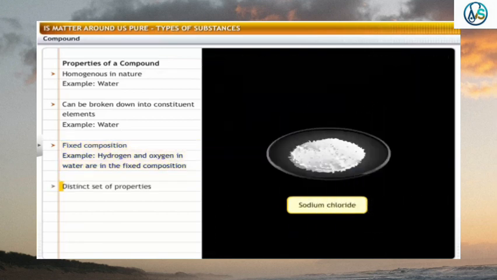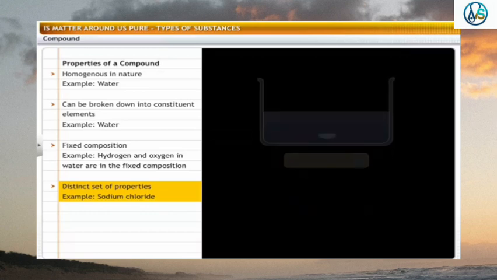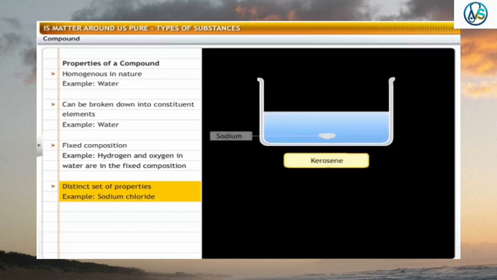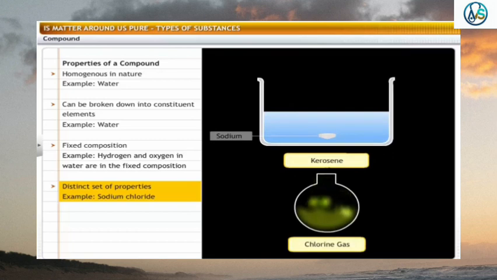A compound has a distinct set of properties which is not similar to the properties of its constituent elements. For example, sodium chloride, table salt, is a harmless substance which is a white crystalline solid. On the other hand, its constituents, sodium, is a grayish-white solid, and chlorine is a greenish-yellow gas that are potentially dangerous.